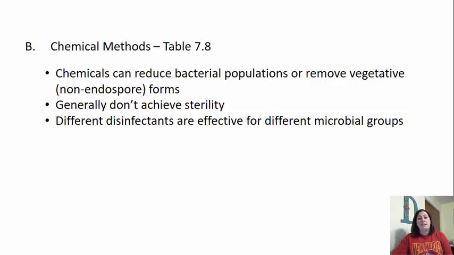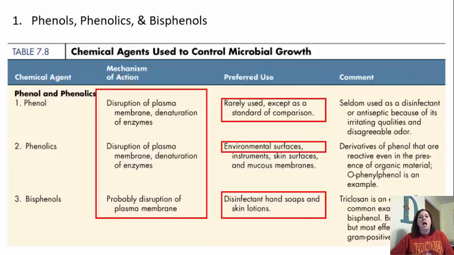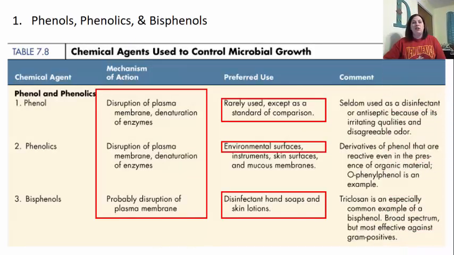There are different disinfectants that are effective for different microbial groups. We find that some things like bleach will work better for some microorganisms, but not others. All right, so the first group of chemical agents we want to look at are the phenols. When we look at this, you have the phenols, the phenolics, and the bisphenols. The phenols all work by disruption of the plasma membrane. They also help with denaturation of enzymes.